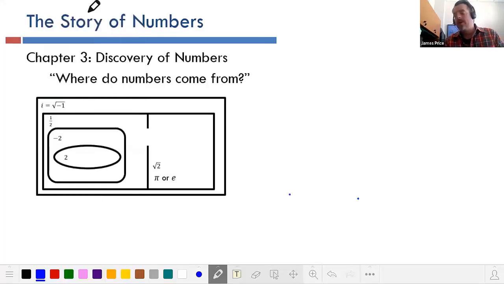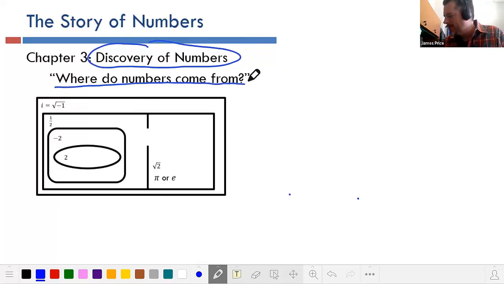But what I want to do is now talk about the discovery of numbers. So chapter 3, how are numbers discovered? Where do they come from? So you're familiar with lots and lots of different types of numbers, but sometimes when I ask you questions like, what does that number mean? Or where do they come from? you really don't know the answer.